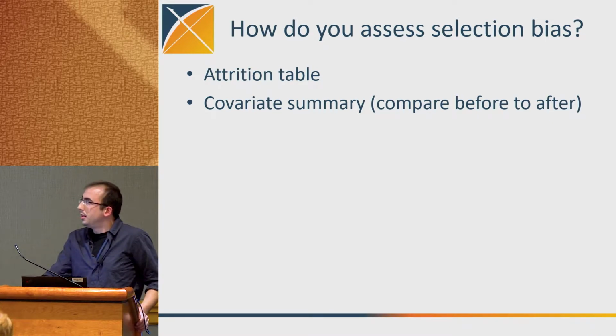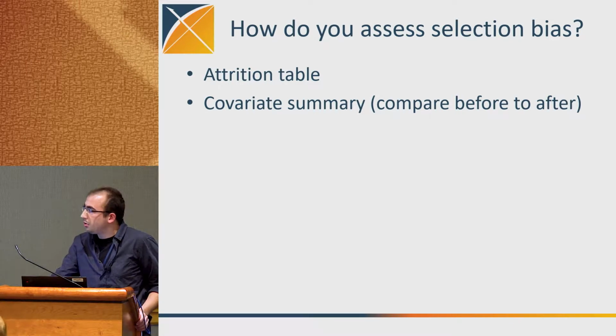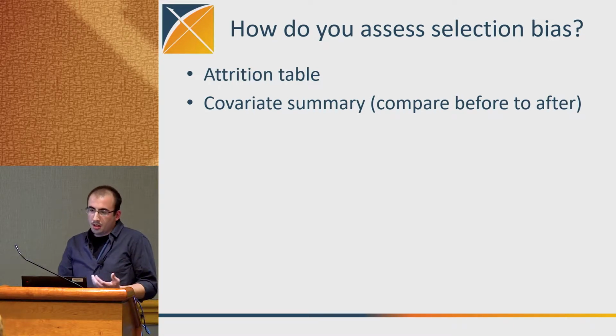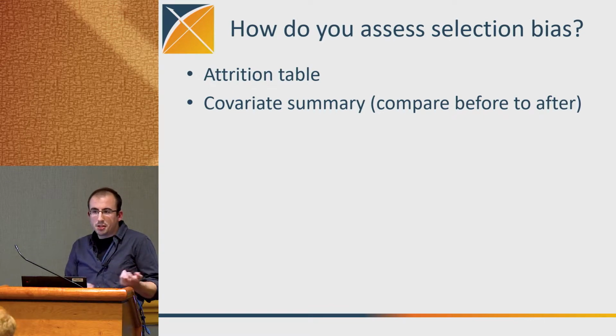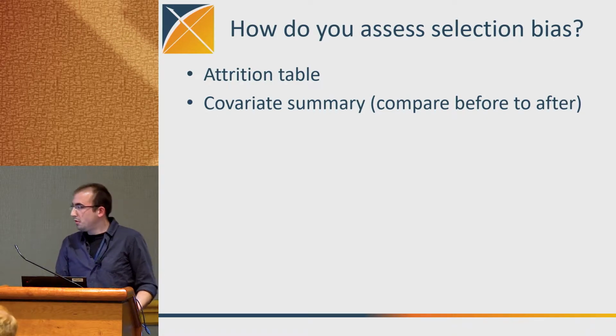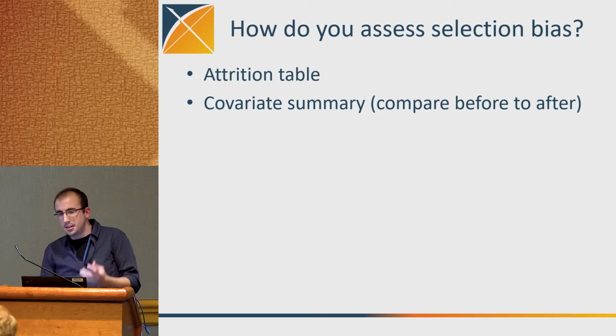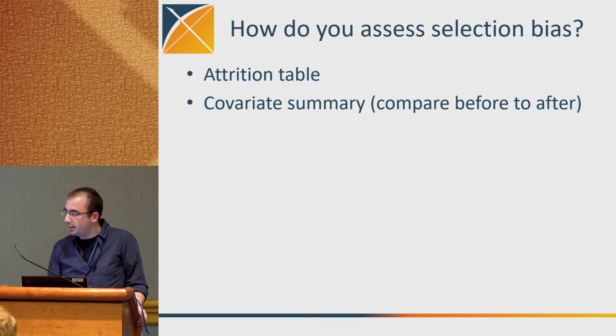Now, this can be assessed. We either look at the attrition table, where we can compare the rates at which we are losing patients from each treatment arm, or we can look at the covariate summaries as people enter the study and when they're exiting, and then compare if there is a difference. So, if there were certain characteristics that we kept losing throughout the study.